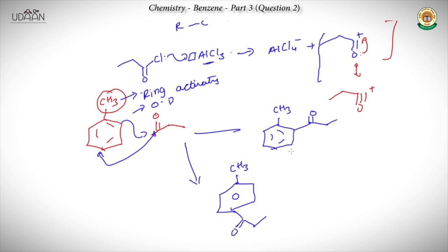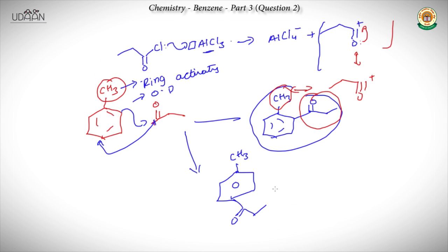If you see this, you have a CH3 group and this C double bond O ET group. They suffer repulsions here, more than in this one. So para would be the stable product. So para addition takes place and ortho addition won't take place.